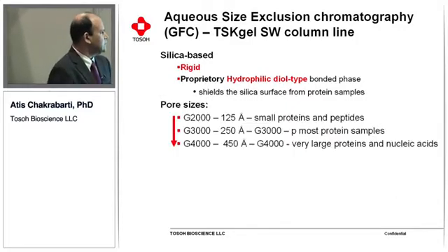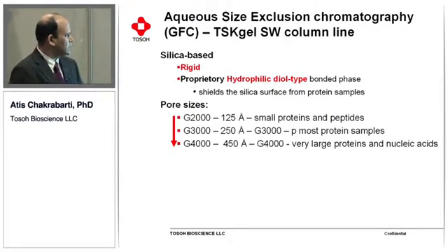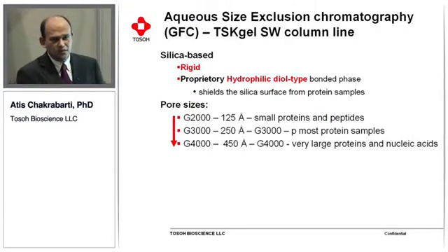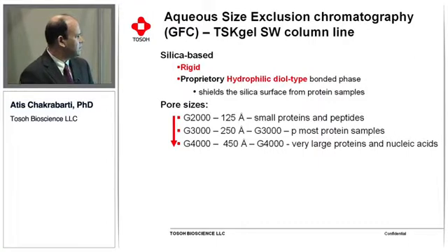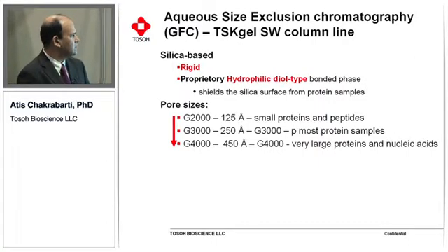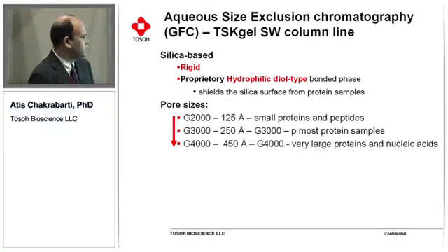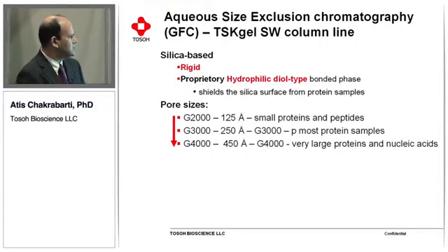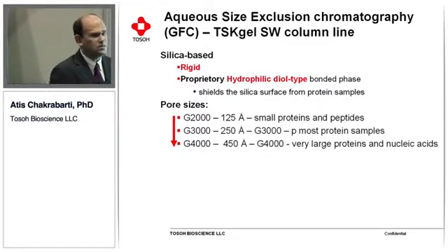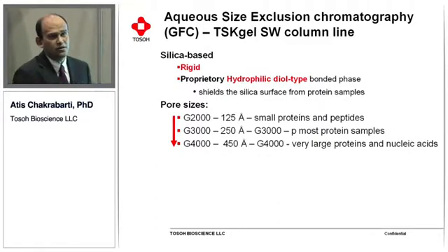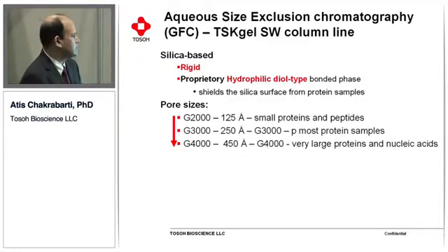Next, please. As I have shown you, irrespective of SW or SWXL, we have three different pore sizes, and for Super SW we have only two different pore sizes. We have found that the G3000 column line is the best column line for most protein sample separations and for monoclonal antibody separation.